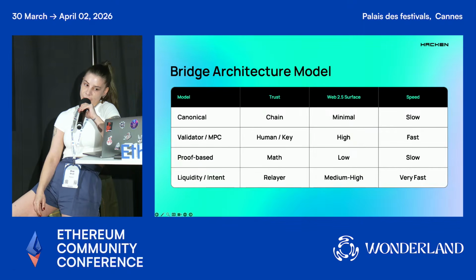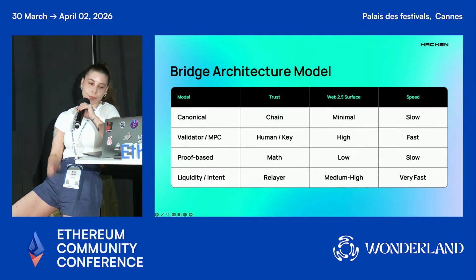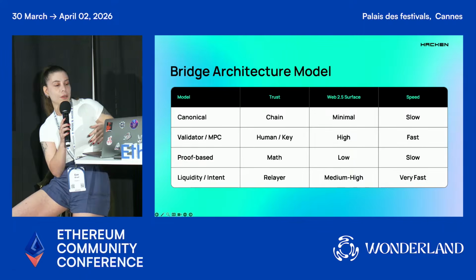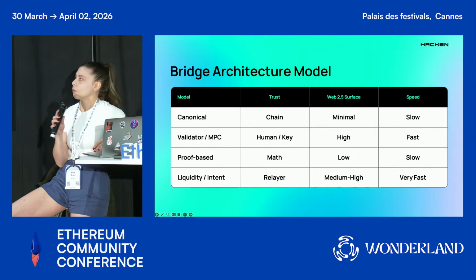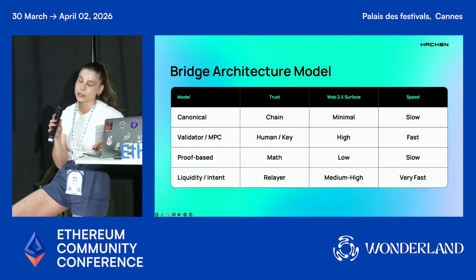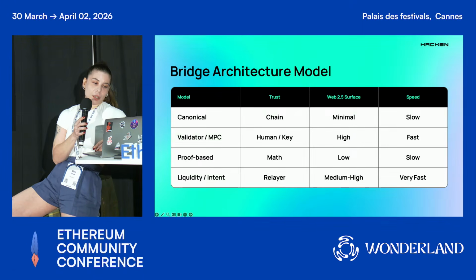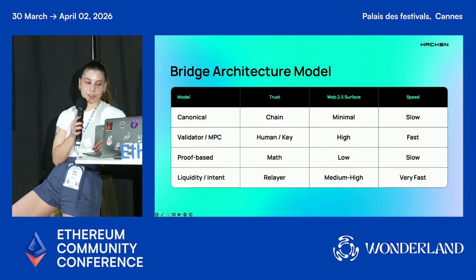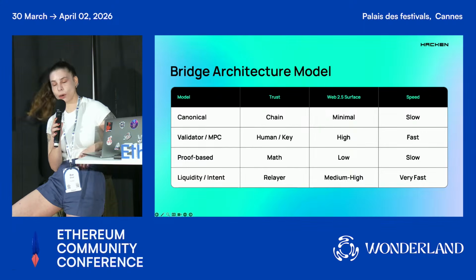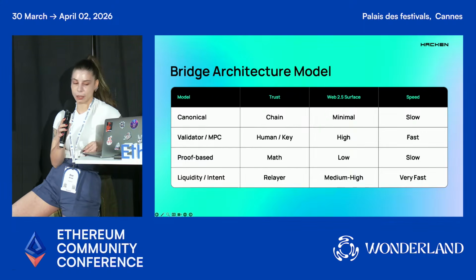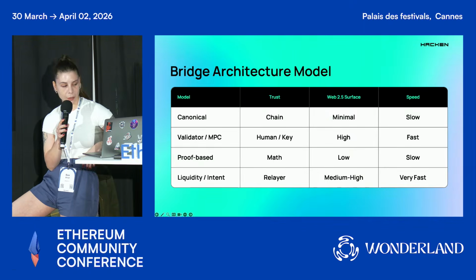But not every bridge works the same way. Look at the table. There are 4 different models and 4 different trust assumptions. The first one is canonical. It trusts the chain itself. Minimal Web 2.5 attack surface, but the speed is really slow. The other one is the validator model. It trusts humans and keys, so it has a high Web 2.5 attack surface, but it's also very fast.